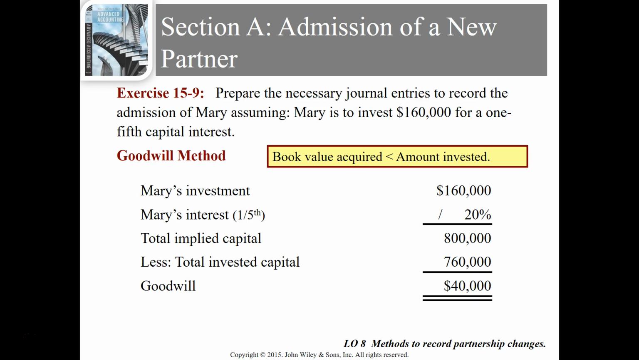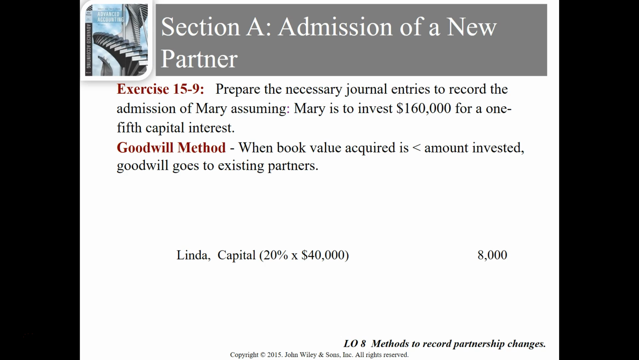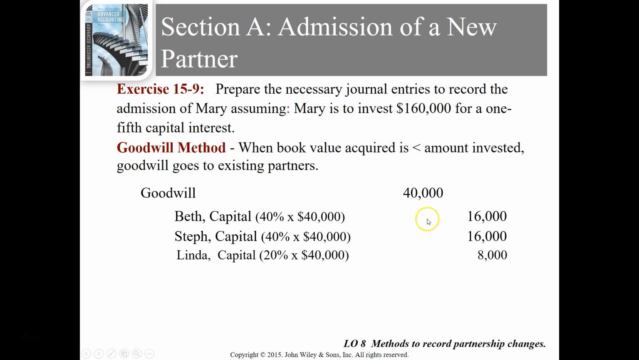The goodwill method. Assuming this was the case, we have Mary's investment of $160. We have Mary's interest of 1/5, so $160 divided by 20% would mean that the capital would have to be $800. Mary and all the other partners are giving $760, so the goodwill to the old partners is $40,000. So debit goodwill for $40,000. The old partners divvy up the 40, and then here's our new Mary for 160.